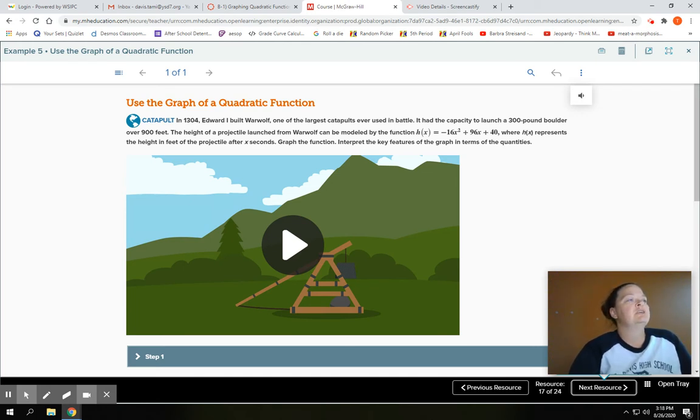The height of a projectile launched from Warwolf can be modeled by the function h of x equals negative 16x squared plus 96x plus 40, where h of x represents the height in feet of the projectile after x seconds. H for height, x for seconds. Graph the function, interpret the key features of the graph in terms of the quantities.